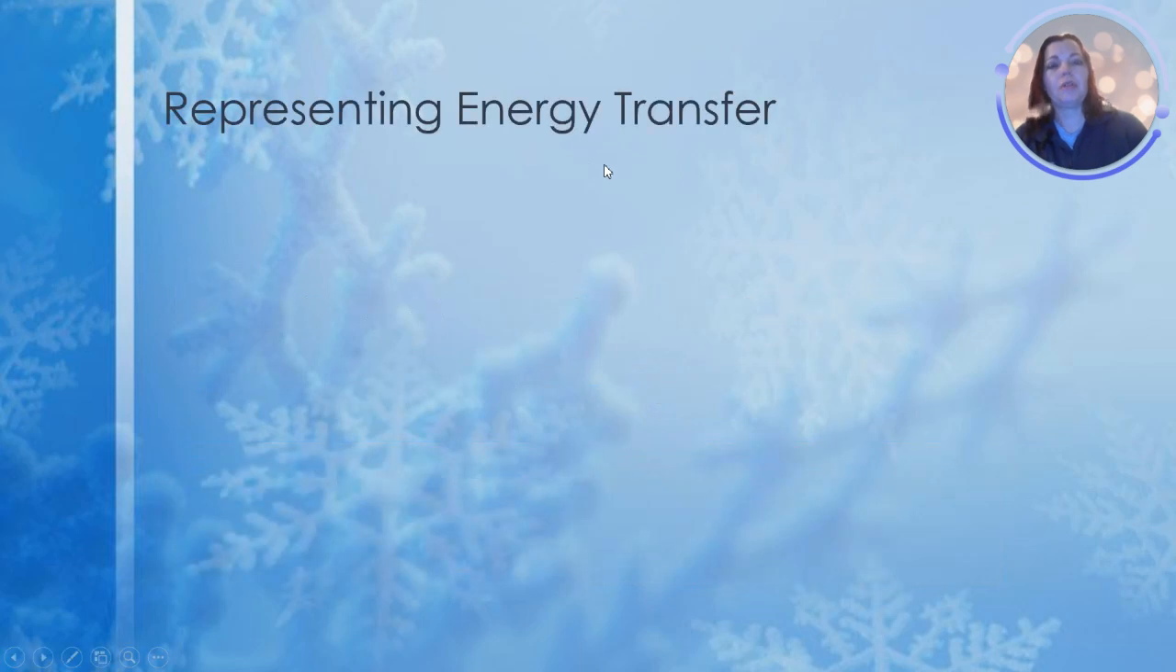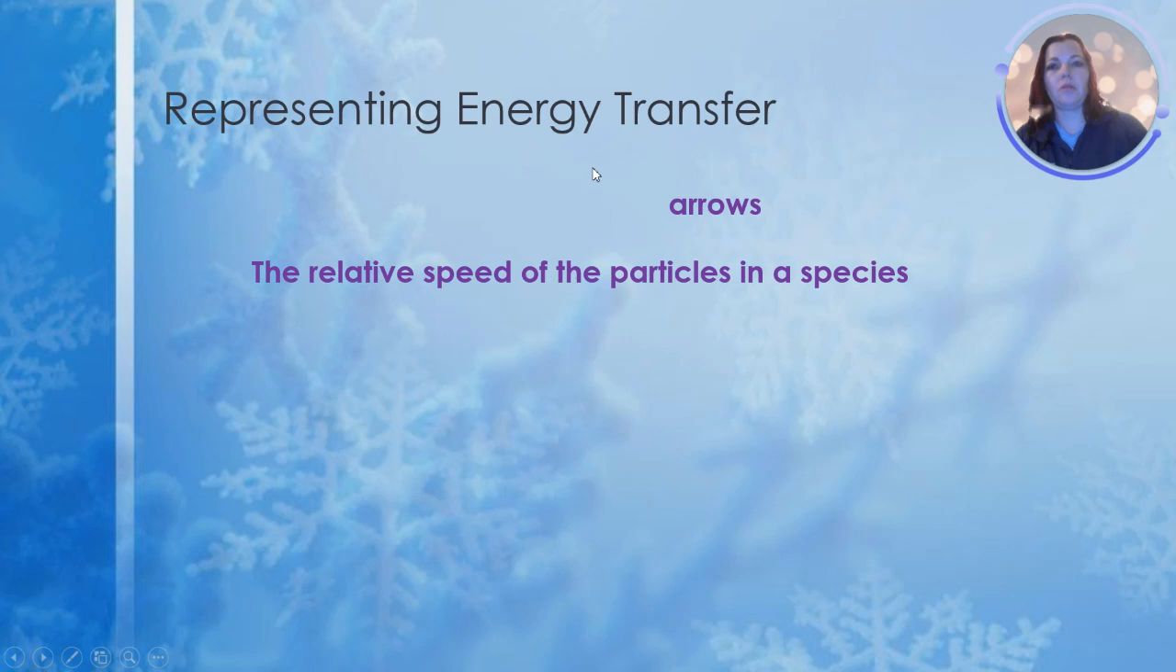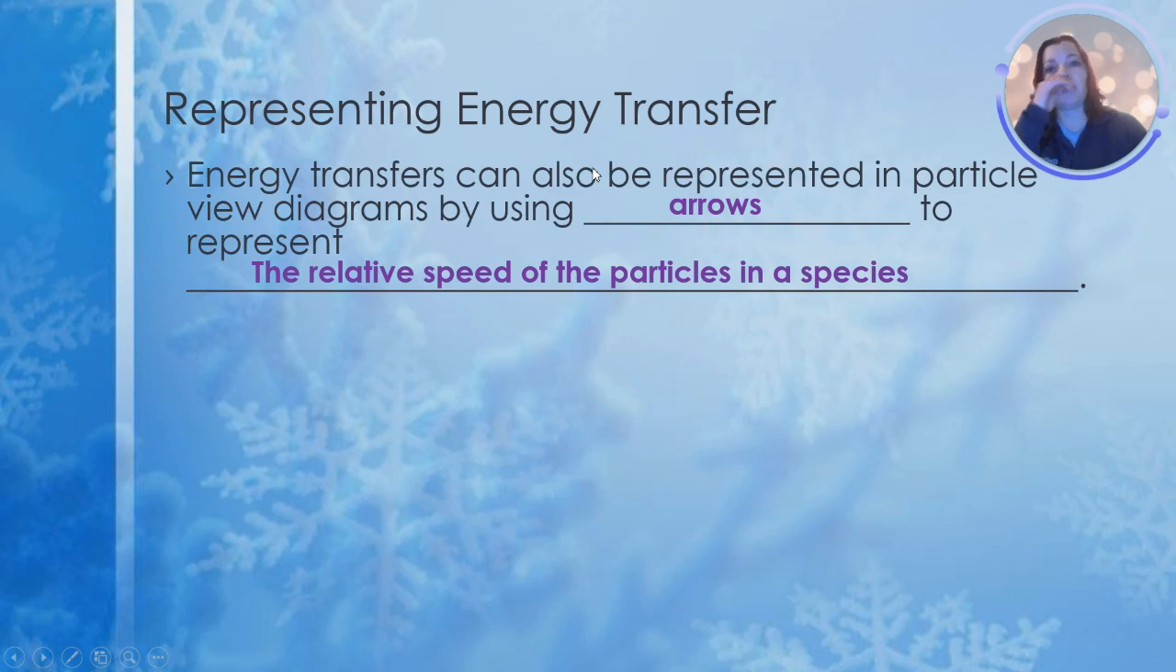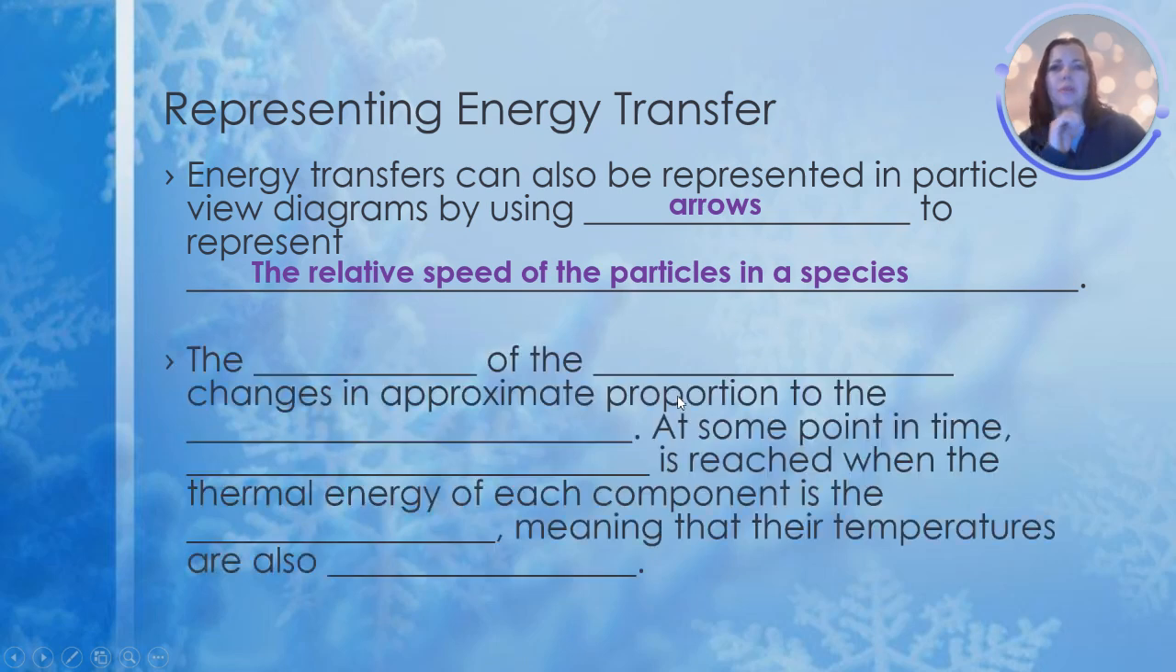So here we go. Representing heat transfer. Energy transfers can also be represented in particle view diagrams by using arrows to represent the relative speed of the particles in a species. In the last video, we talked about representing energy transfers with graphs, and this is with particle diagrams. The length of the arrows changes in approximate proportion to the temperature, at least in AP style questions.